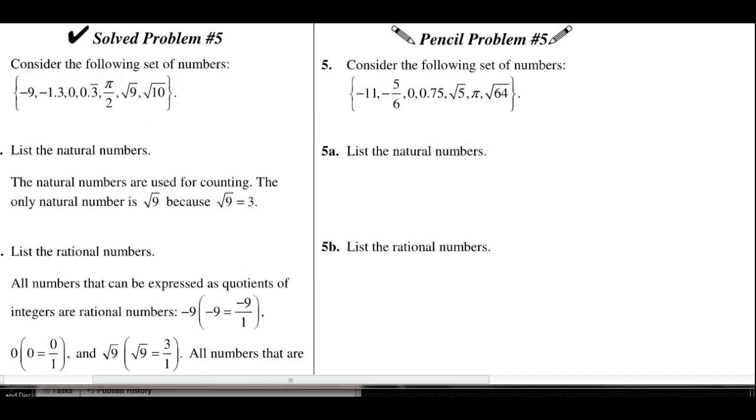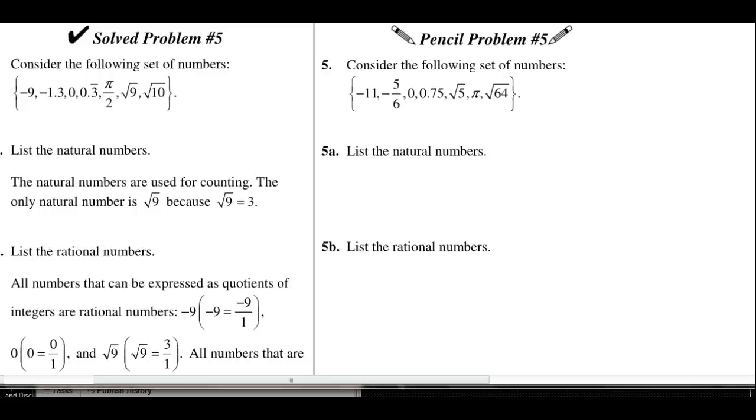Okay, pencil problem number 5 talks about different subsets of the real numbers. For this sort of thing, basically we want to break down the real numbers into some common subsets you might have heard of. The natural numbers, those just stand for all the numbers you can use for counting. Examples of counting numbers are 1, 2, 3, 4, 5, any number that you can count to.